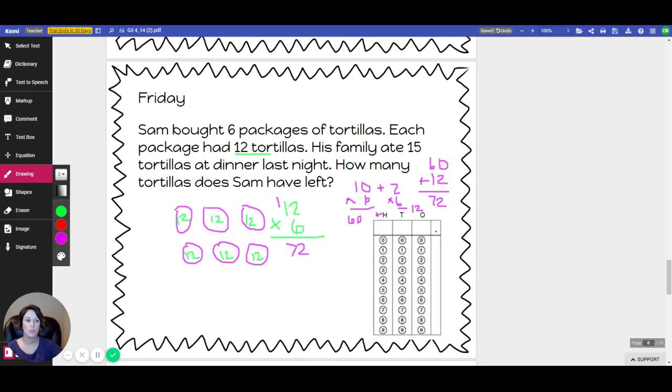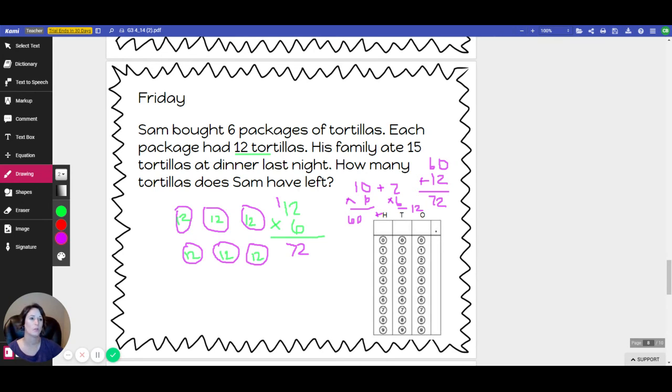And a lot of times you'll start writing 72 in. Stop. Think about what I asked. Did we answer the question? We did all this beautiful math, but did we answer the question? How many tortillas does Sam have left? Well, I just figured out how many tortillas he has. I don't understand what's happening here.